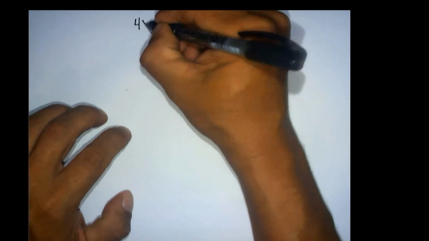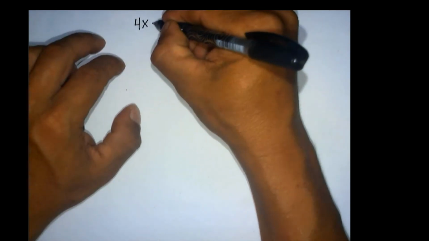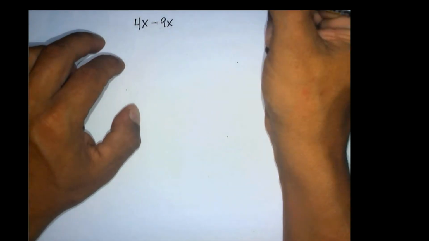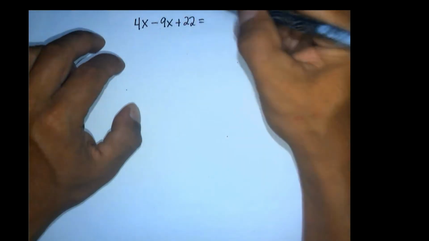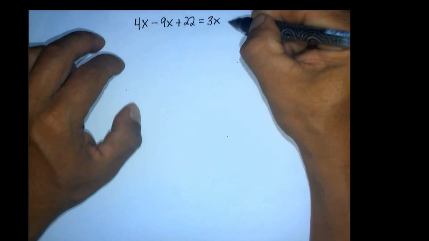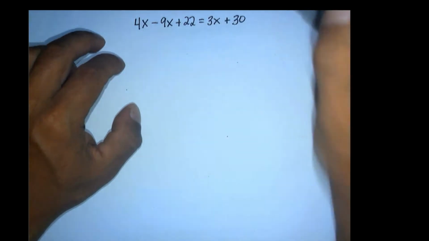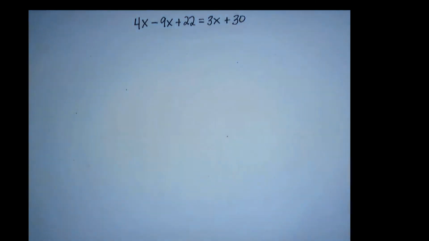4x minus 9x plus 22 is equal to 3x plus 30. There we go. That's it? That's it. Okay. That's all.